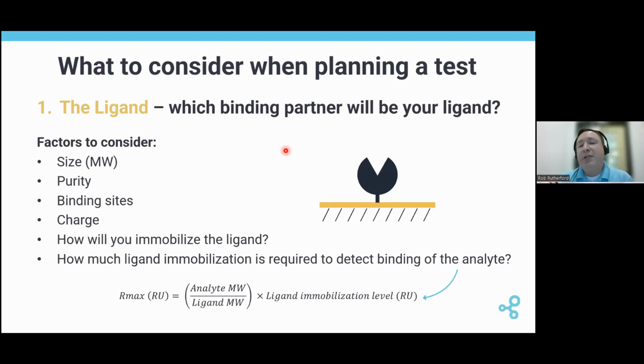If you don't have something like that, you can always default to a carboxyl sensor, which is basically a covalent binding between whatever free amine group you have within your ligand and the sensor surface itself.